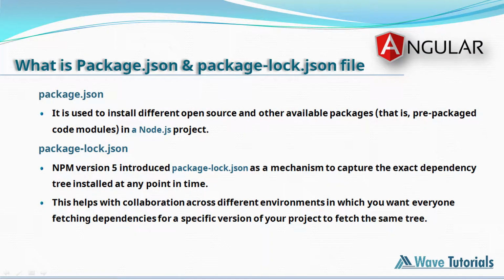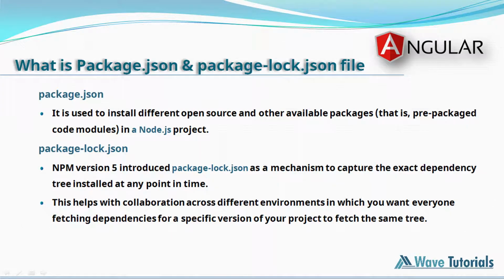Package.json file is used to install different open source and other available packages, that is pre-packed code modules in a Node.js project. And package-lock.json file was introduced with npm version 5 as a mechanism to capture the exact dependency tree installed at any point in time. This helps with collaboration across different environments in which you want everyone fetching dependencies for a specific version of your project to fetch the same tree.